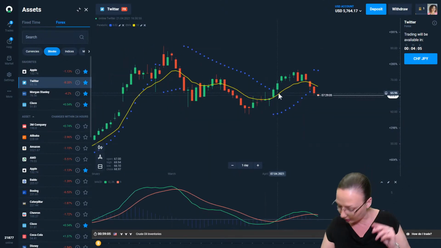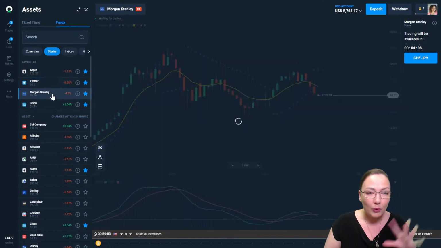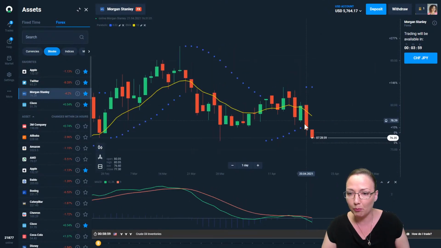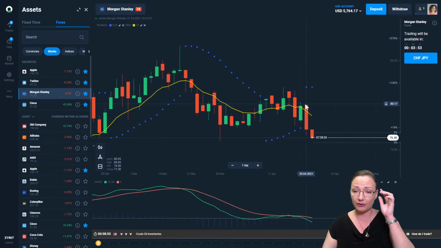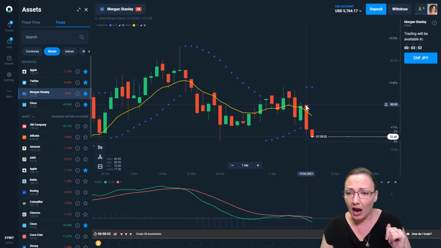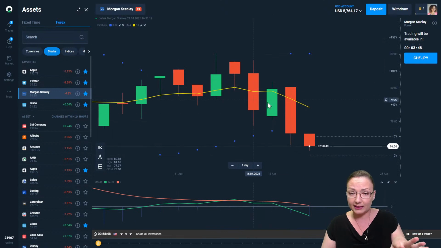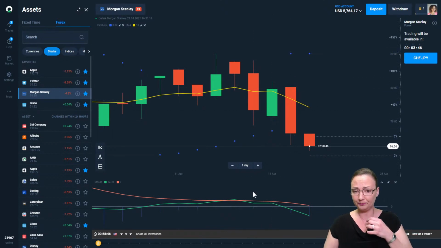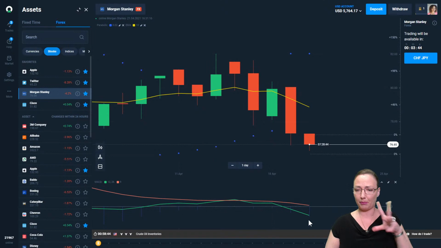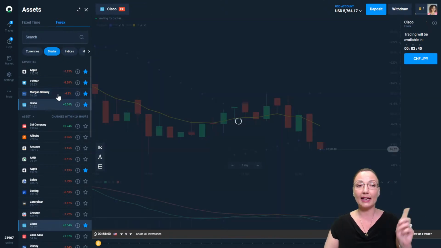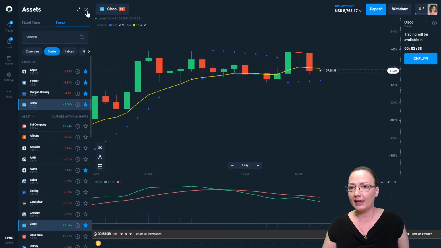This is Twitter, and then we have Morgan Stanley, also an interesting situation because we have a bearish engulfing. My friends, I am looking at the daily time frame for these stocks. So we have a pretty big bearish engulfing of this previous candle. We have a reversal. And the bearish histogram is also increasing. So that's Morgan Stanley. And the last one that I wanted to mention for today is Cisco.